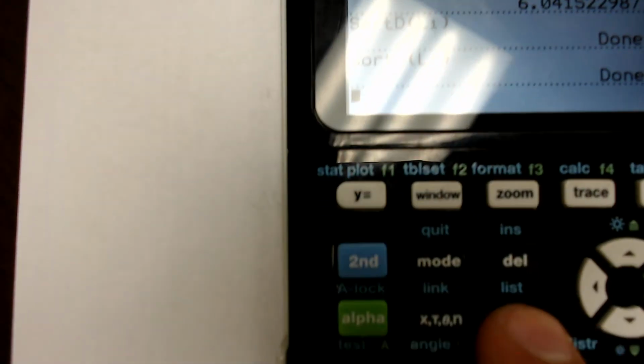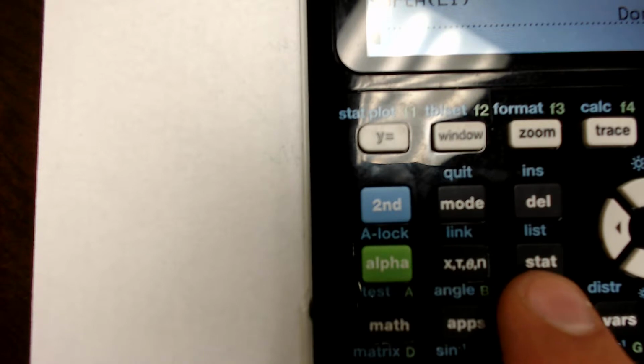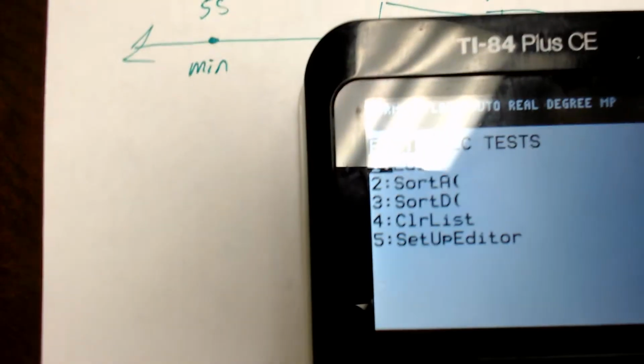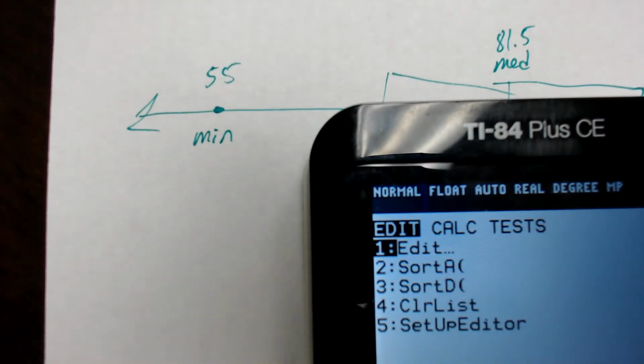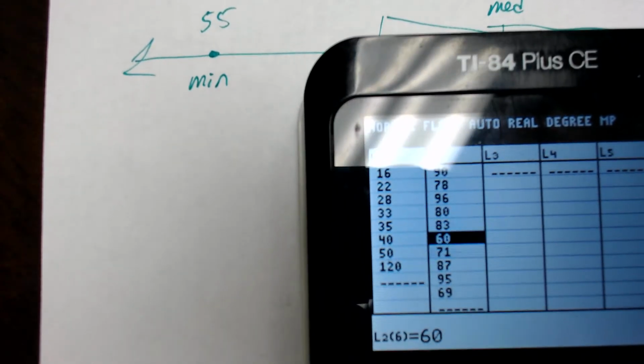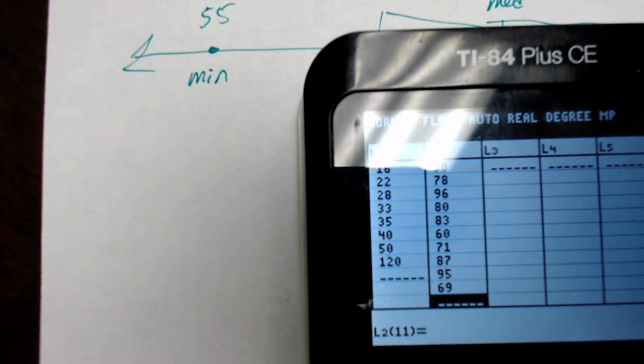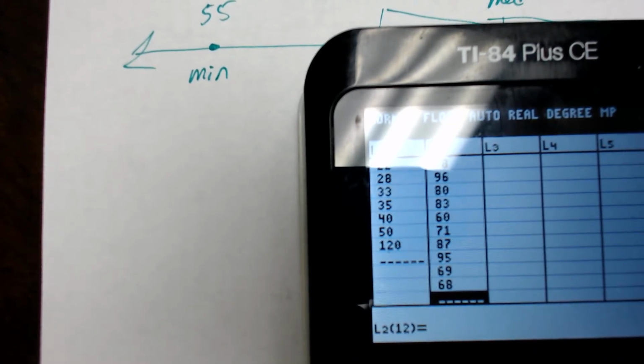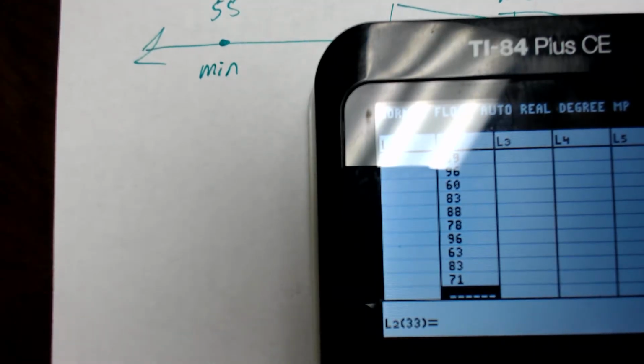The way I got to that is I hit the stat button, or you find the stat function in your menu. So I go to stat, I've got lists, I'm going to edit, and then I went to list 2, and then I just start entering in scores. And so right now I'm at, next score is 68, enter, and I'm just going to keep entering the list. So all right, cool. I am done with the list.